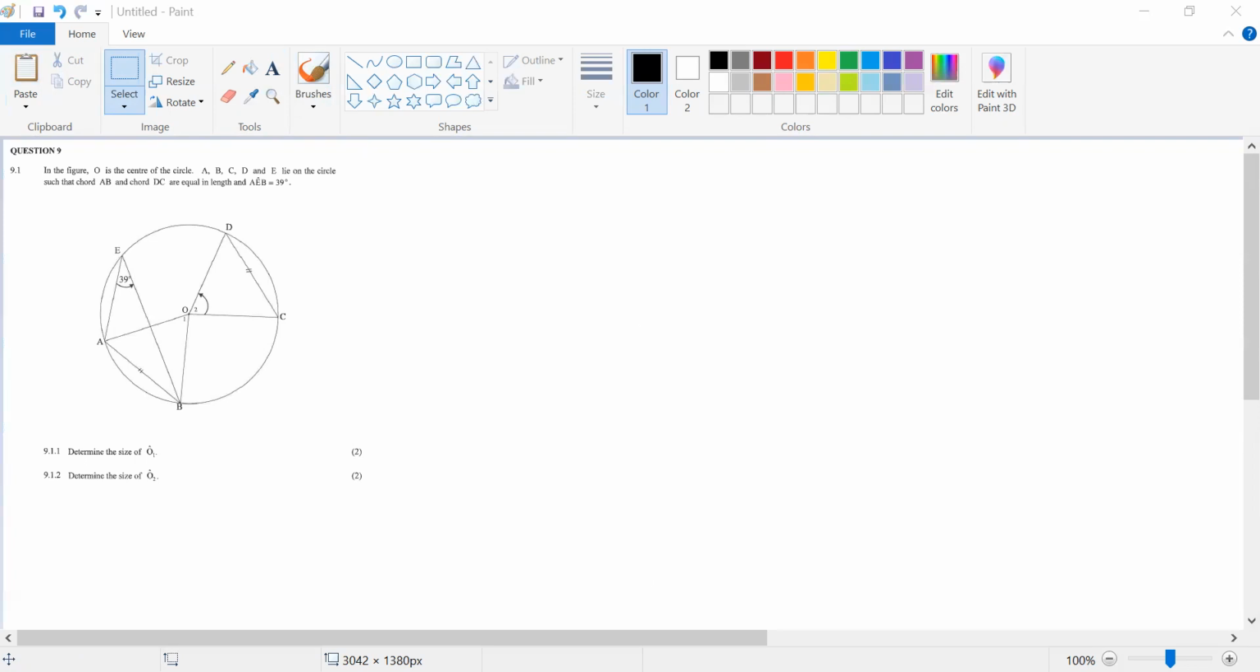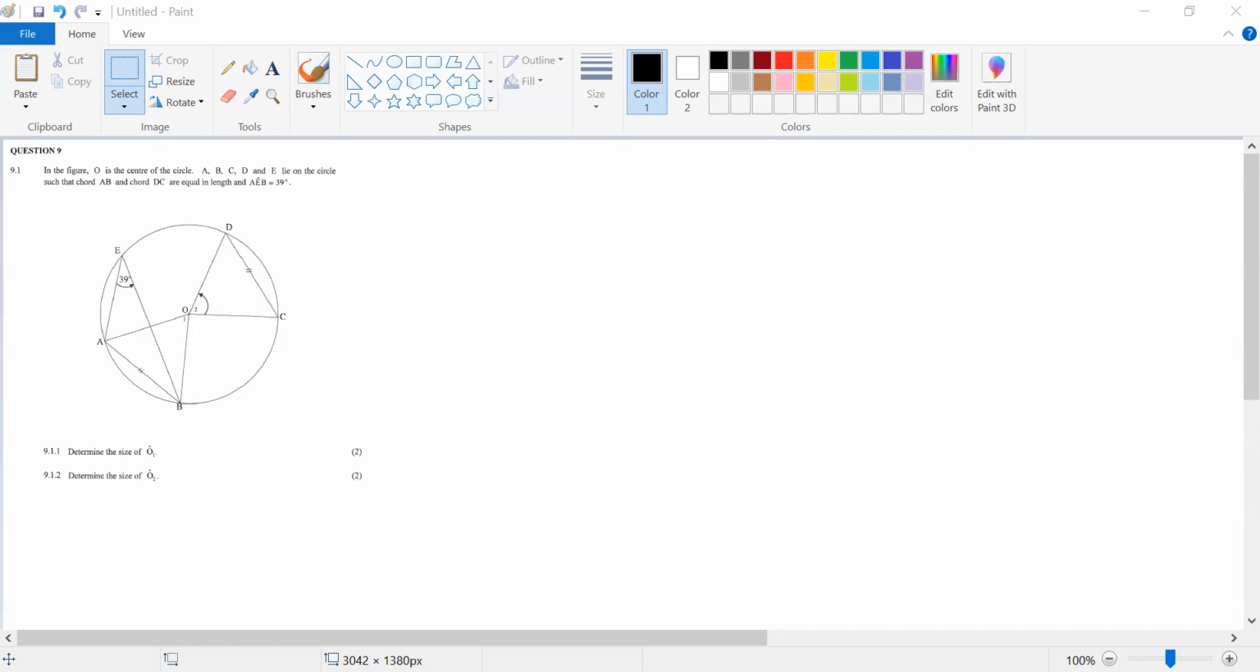All right, so we'll start off with this question 9.1. In the figure, O is the center of the circle. A, B, C, D, and E lie on the circle such that chord AB and DC are equal in length, and we're given an angle AEB, which is equal to 39 degrees. 9.1.1, determine the size of angle O1.